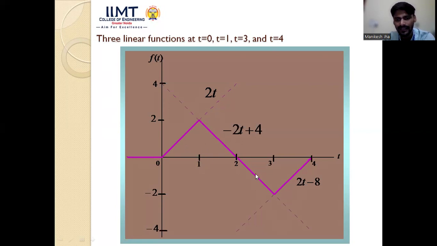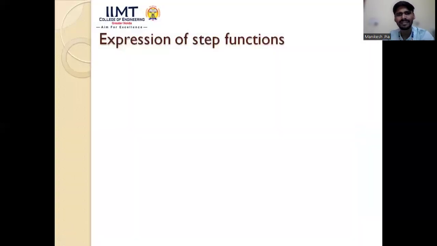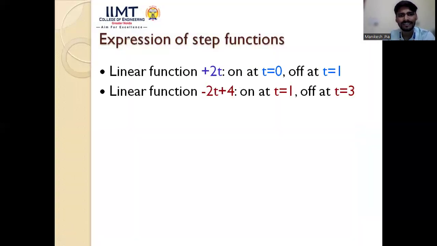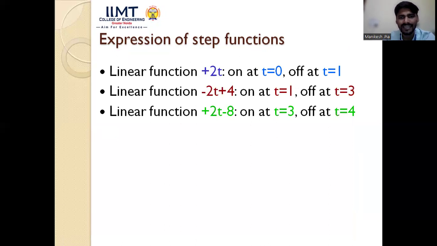Similarly, from 1 to 3, what is the line equation? We are getting minus 2t plus 4. Similarly, from 3 to 4, we get the line equation as 2t minus 8. So we are getting 3 line equations. What next are we going to do? We have 3 linear functions. The first line equation is 2t, the second is minus 2t plus 4, and the third is 2t minus 8.